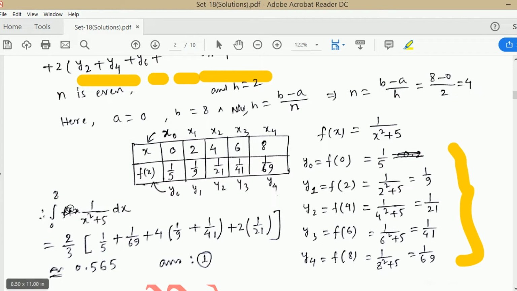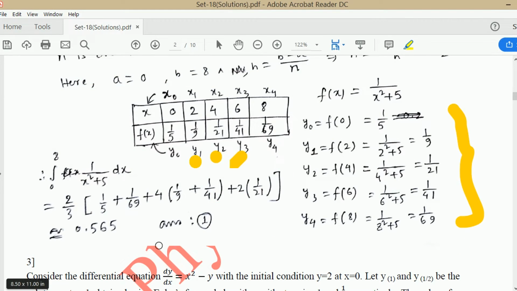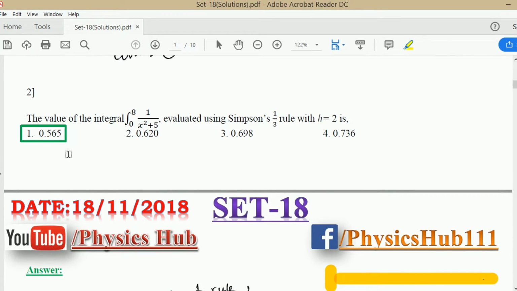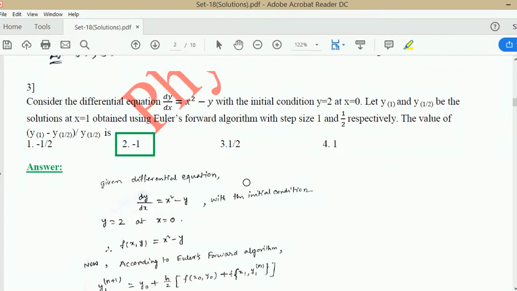Okay, so the integral from 0 to 8 of 1 by x square plus 5 dx equals h by 3. H is given as 2, so 2 by 3 into y0, which is 1 by 5, plus yn, the last value, 1 by 69, plus 4 into the odd terms, y1 and y3, so 1 by 9 plus 1 by 41, plus 2 into the even terms, only one even term is there, so 2 into 1 by 21. If you calculate it you will get 0.565, and it is matching with option 1.